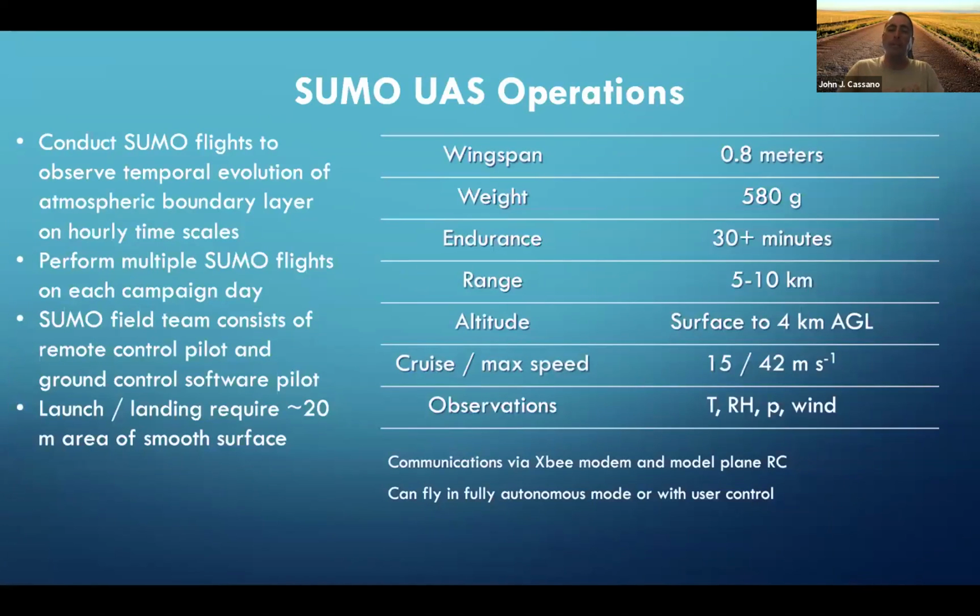The SUMO is a very different platform than the Aerosonde. It's small. Its wingspan is only 0.8 meters. It weighs a little bit more than half a kilogram. It's a battery-powered platform. Its endurance is about 30 minutes. You can fly it from the surface to about 4 kilometers before the battery runs out.